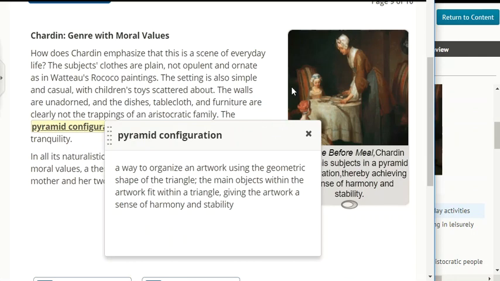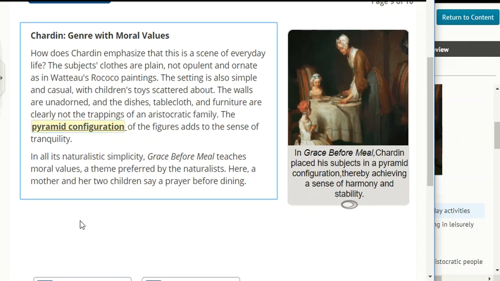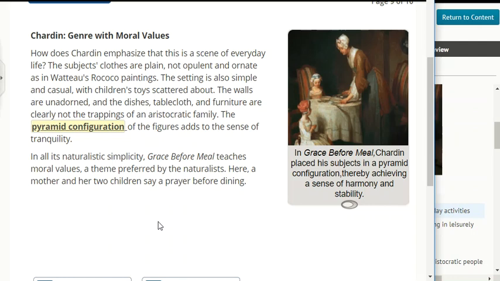Yes, remember that pyramid configuration? It's a way to organize an artwork using the geometric shape of the triangle, giving an artwork a sense of harmony and stability because the base of a triangle is very solid and grounding. In all its naturalistic simplicity, Grace Before a Meal teaches moral values, a theme preferred by the naturalists. Here, a mother and her two children say a prayer before dining. In Grace Before a Meal, Chardin placed his subjects in a pyramid configuration, thereby achieving a sense of harmony and stability. Oh, there's that triangle.